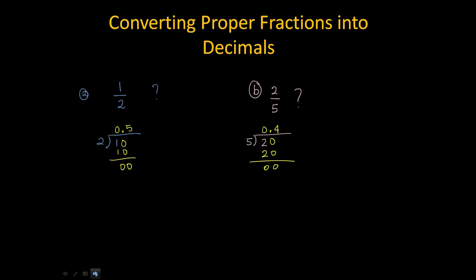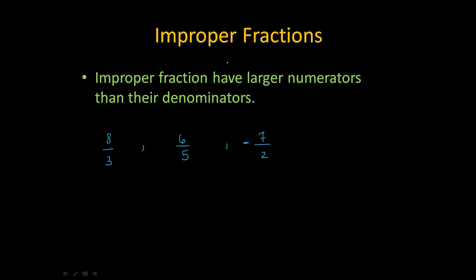Alright, so improper fractions have larger numerators than their denominators. For example, 8/3, this is a larger number sitting on top of a smaller number. 6/5, a larger number over 5, and then you have -7/2, so a larger number sits on a smaller number.